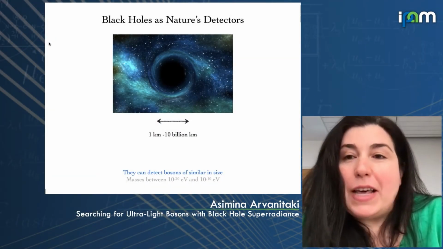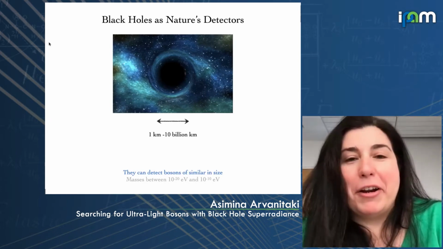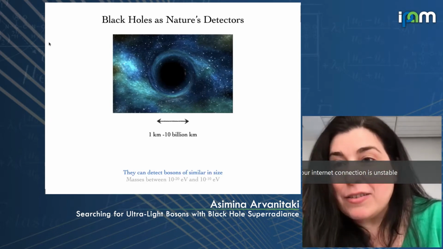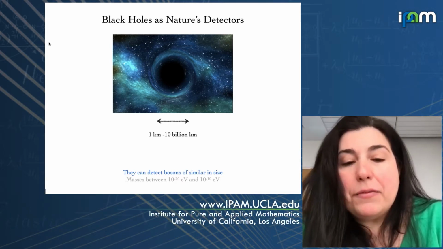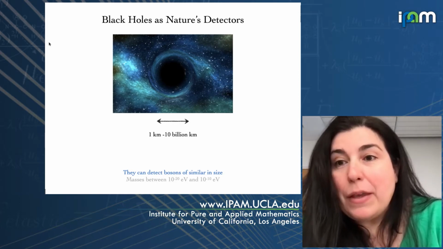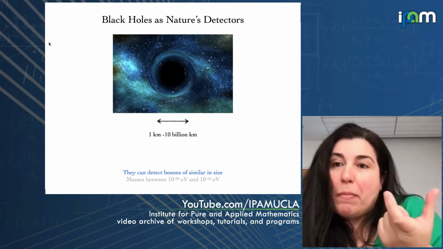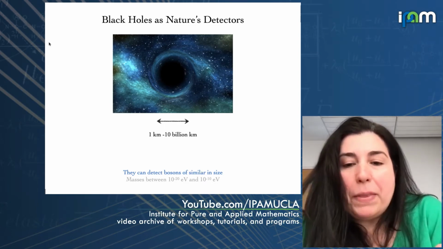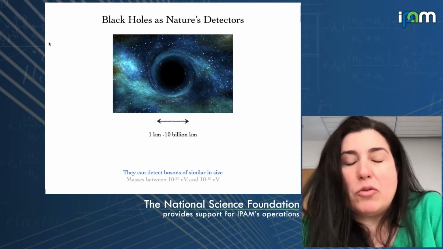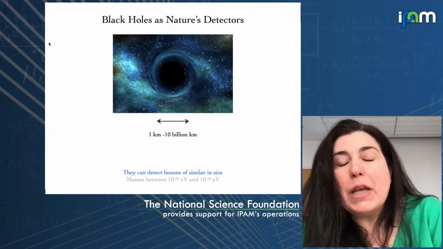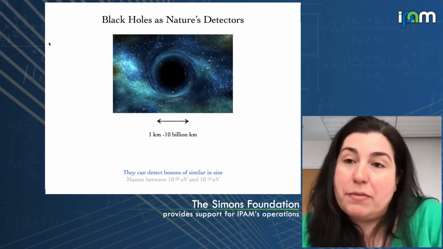So the main point is that black holes have, as many of you are well aware, a natural size, which is set by the size of the horizon. It turns out that if you have a light particle whose Compton wavelength is close to the size of the black hole, it will affect the evolution of the black hole through something known as black hole superradiance. And it will change the evolution of astrophysical black holes if a particle is in the right mass range.